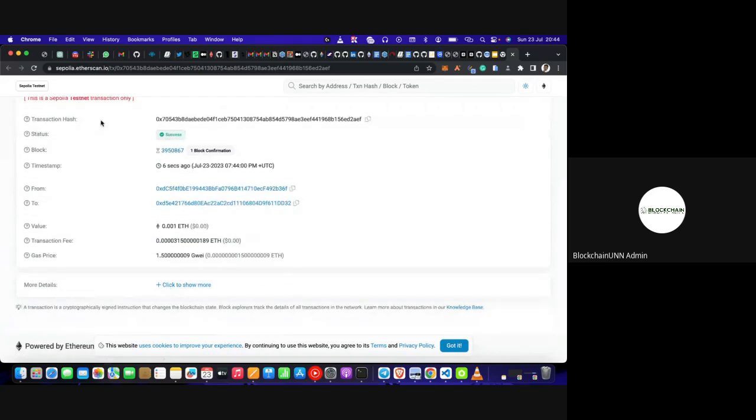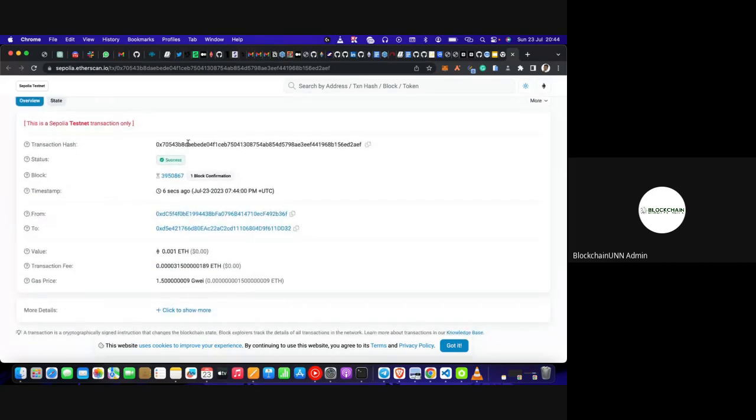As you can see here, each time you carry out a transaction, a transaction hash is generated for that particular transaction. A transaction hash is a unique jumble of words, alphabets and numbers that you can use to find this transaction on the block explorer.